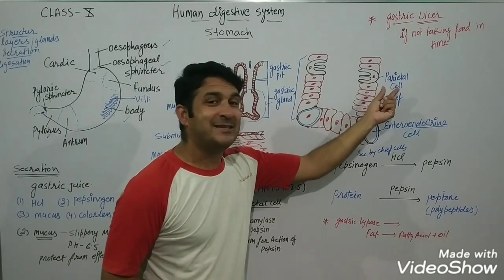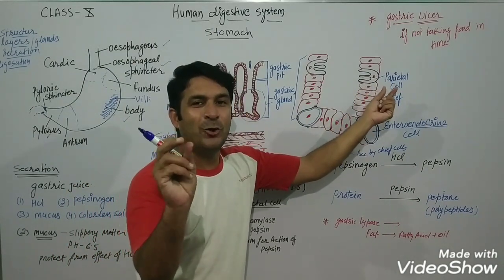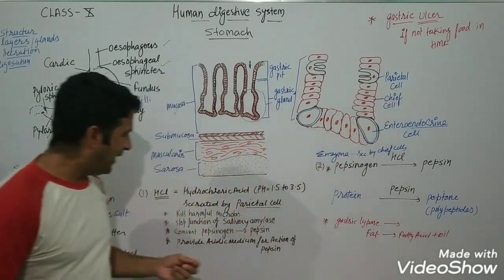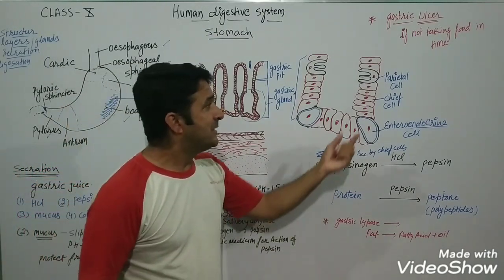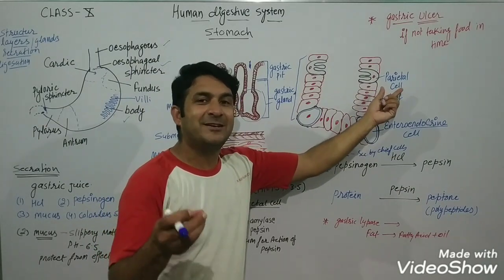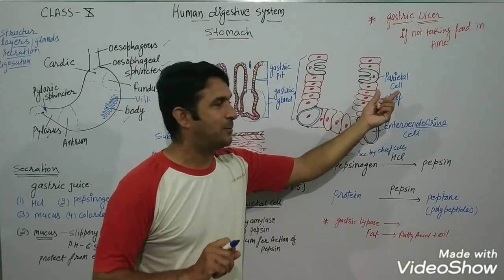And these parietal cells secrete hydrochloric acid. Okay, here you can see hydrochloric acid. This I will teach you after it. So the parietal cell has the function to secrete hydrochloric acid into the stomach.